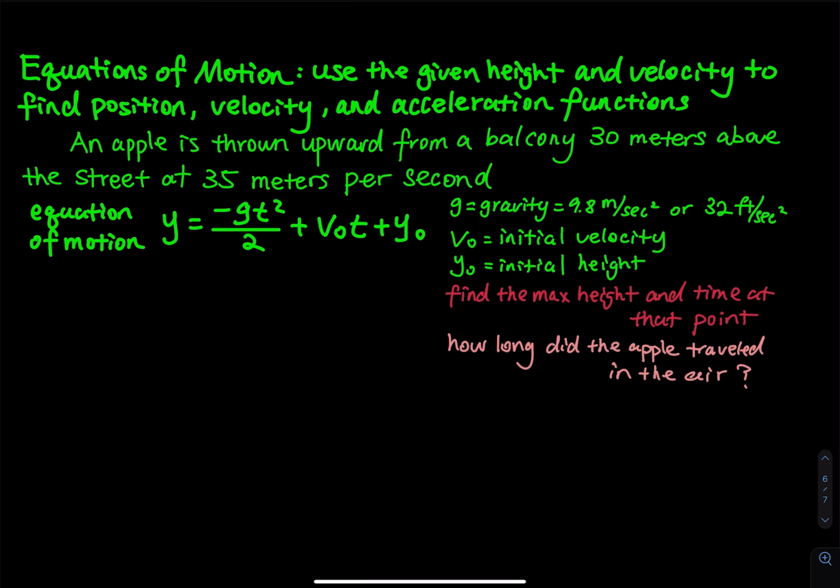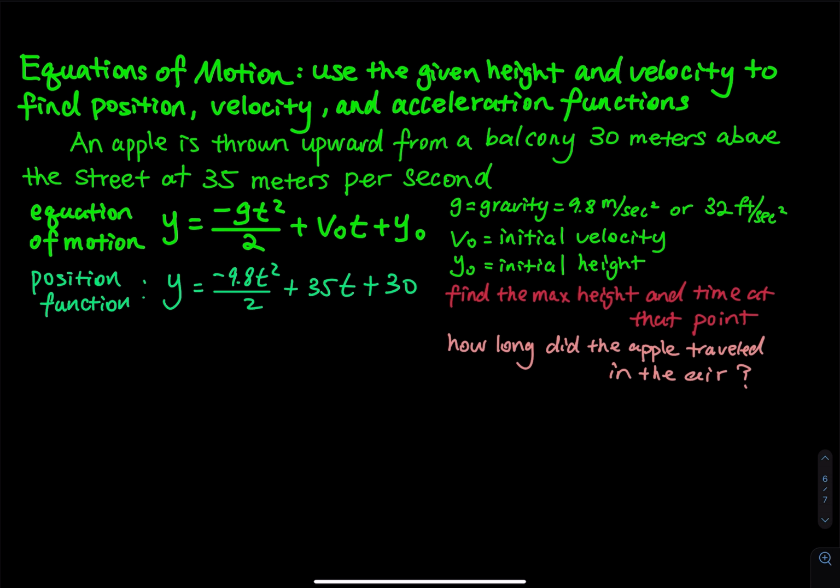So let's write the position function. What is that equal to? Let's just use a colon. y equals negative 9.8 t squared divided by 2, and then plus the velocity, 35t, and then plus y naught, which is equal to 30. So this equation is a position function.